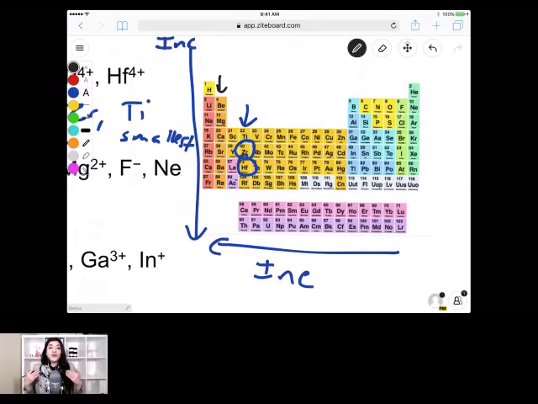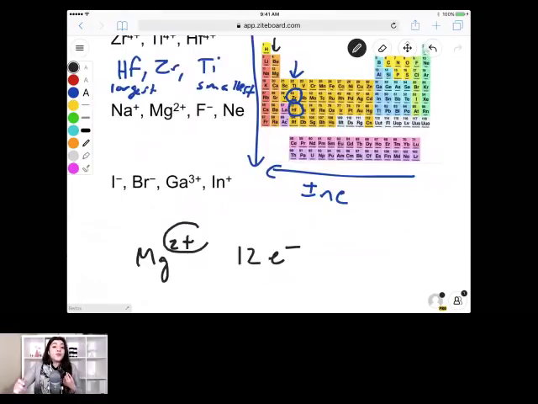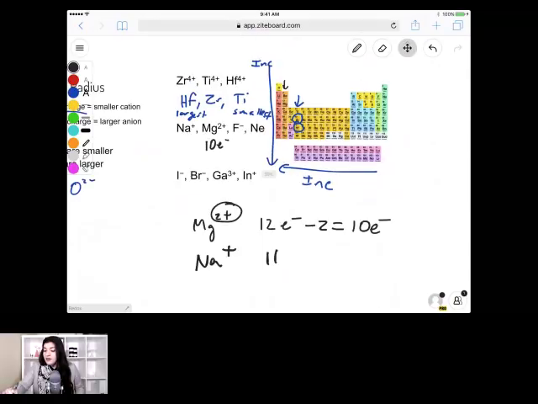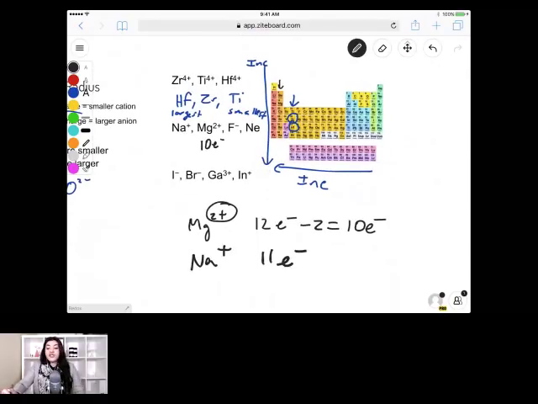Now we're removing 2 electrons, so now we have a 2+ charge. Mg2+ typically has 12 electrons, and this 2+ is removing 2 electrons, so minus 2. That gives us 10 overall electrons. Now that we have 10 electrons, I'm going to see if everything else gives me just 10 electrons. So sodium, Na, typically has 11 electrons. This is a +1 charge, so I'm going to remove 1 electron, and yep, 10 electrons.